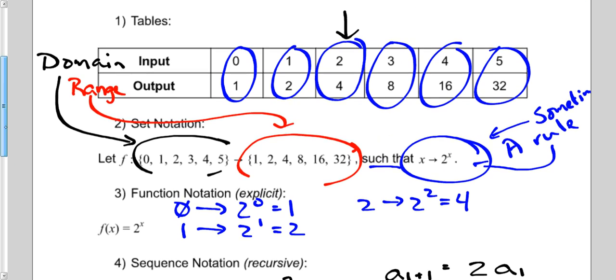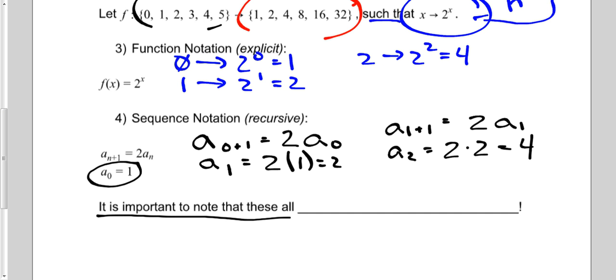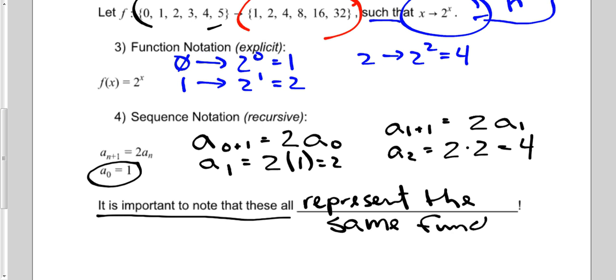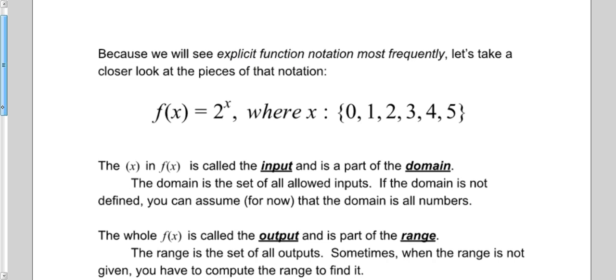So these are 4 different ways of showing you one relationship. It's important to note that these all represent the same function. And I put an exclamation point right there just to show you how important that is. So let's go to the next page.